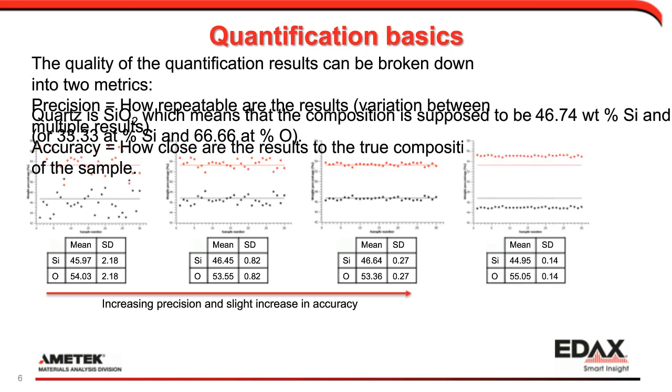In this case, we can see our measurements are off relative to the expected values. Even though our standard deviation is less, we have higher precision, we have less accuracy in this one. We're off from the true values.